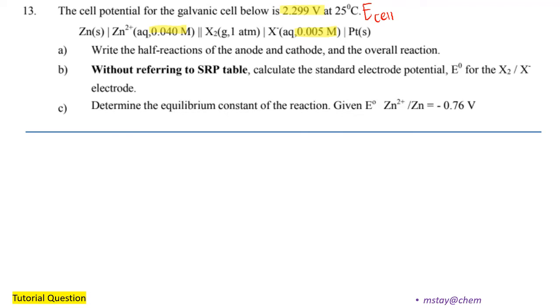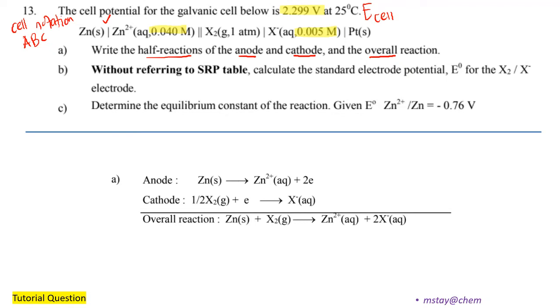Then the question asks us to write the half equation at the anode, cathode, and the overall equation. So this is the cell notation, and we know that cell notation always goes in the order A, B, C. So that means zinc is the anode and will undergo oxidation. Zinc loses 2 electrons, becomes zinc 2 plus at the anode, while at the cathode, X2 gas gains electrons to produce X minus. This is the reaction at the anode.